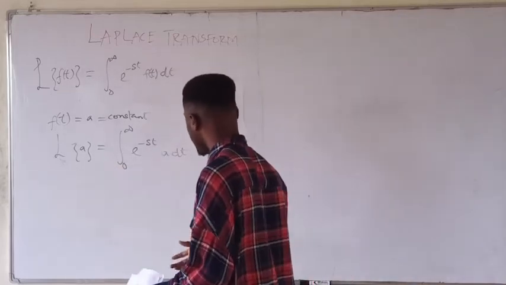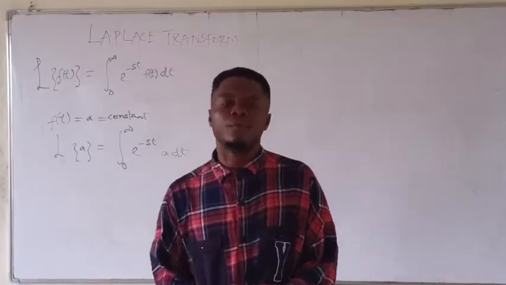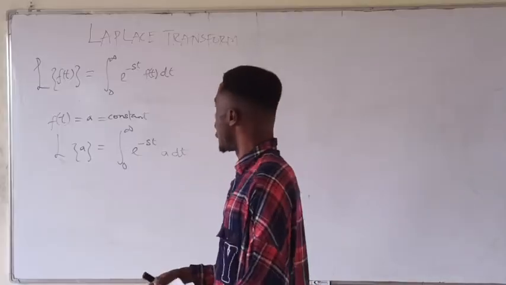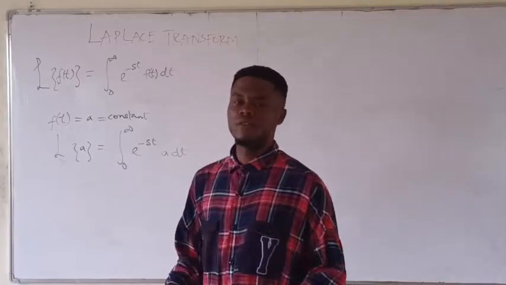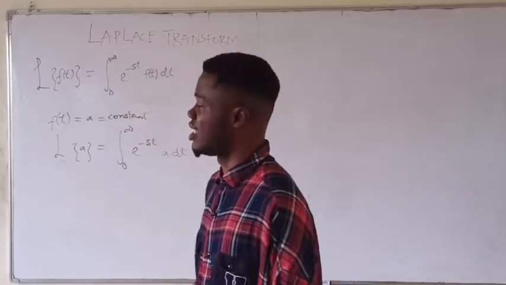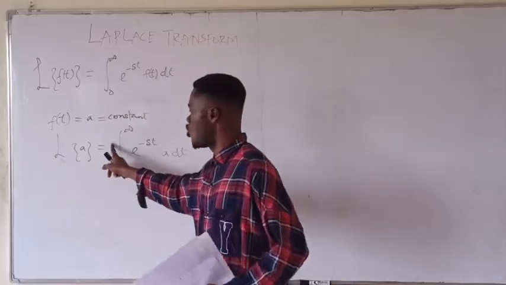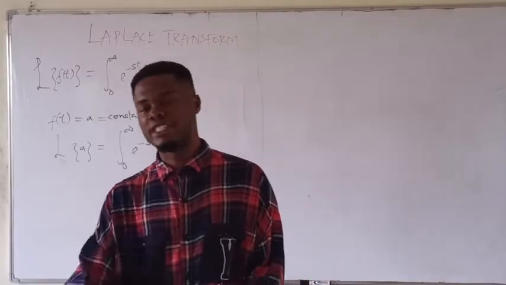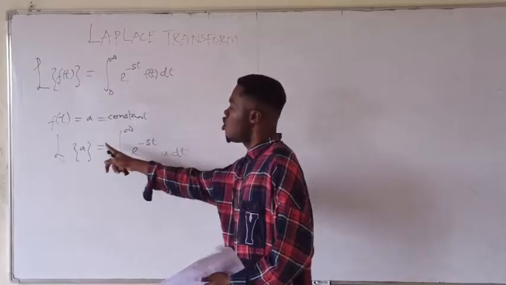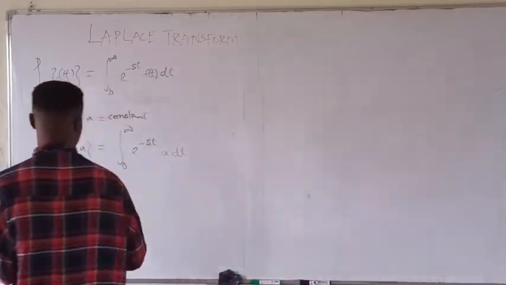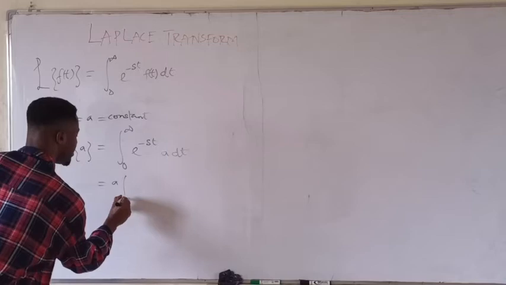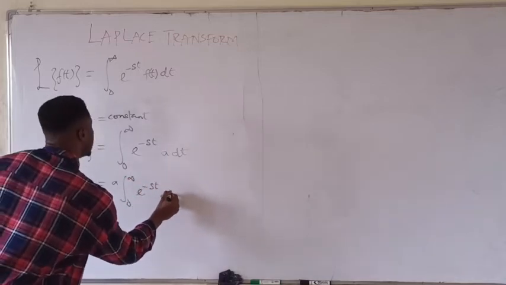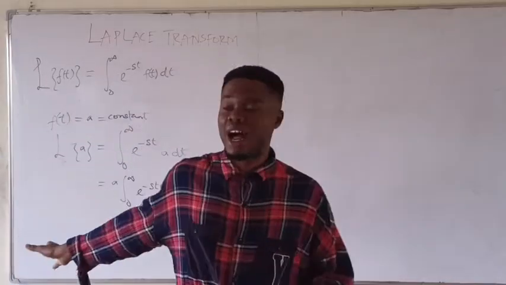Now, when you have this type of integral, we are going to integrate these functions. So what should we do? One of the basic rules of integration is that a constant can come out of the integral. So if the constant a comes out of this integral, we will have a times the integral from 0 to infinity of exponential of minus st dt. Alright, so this is what we are left with.